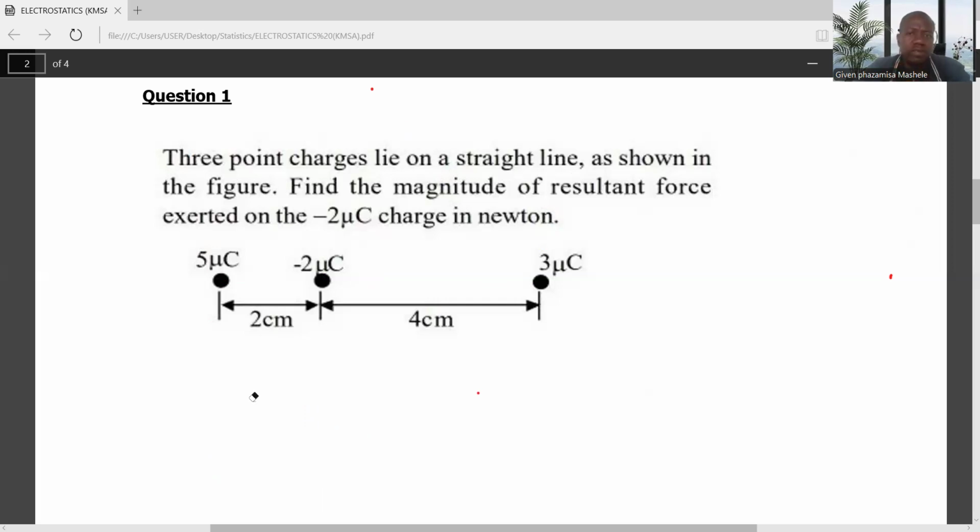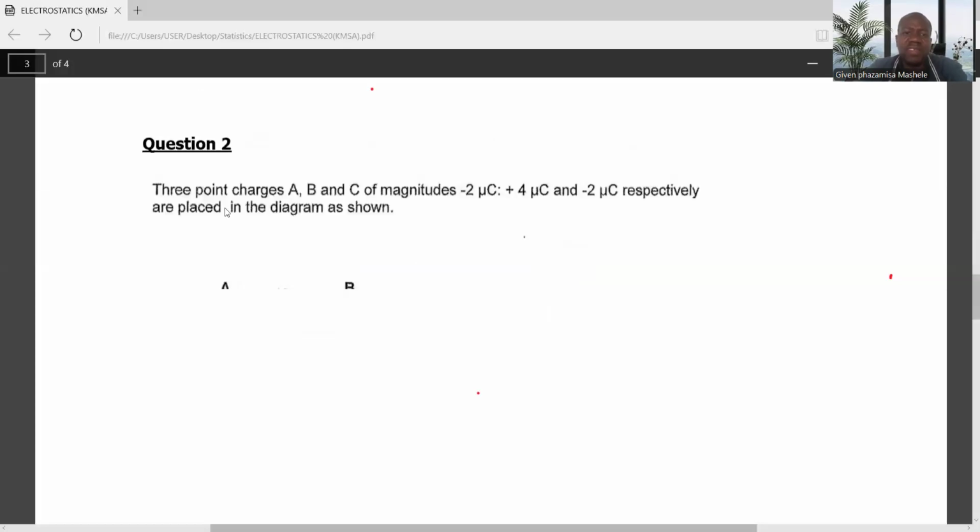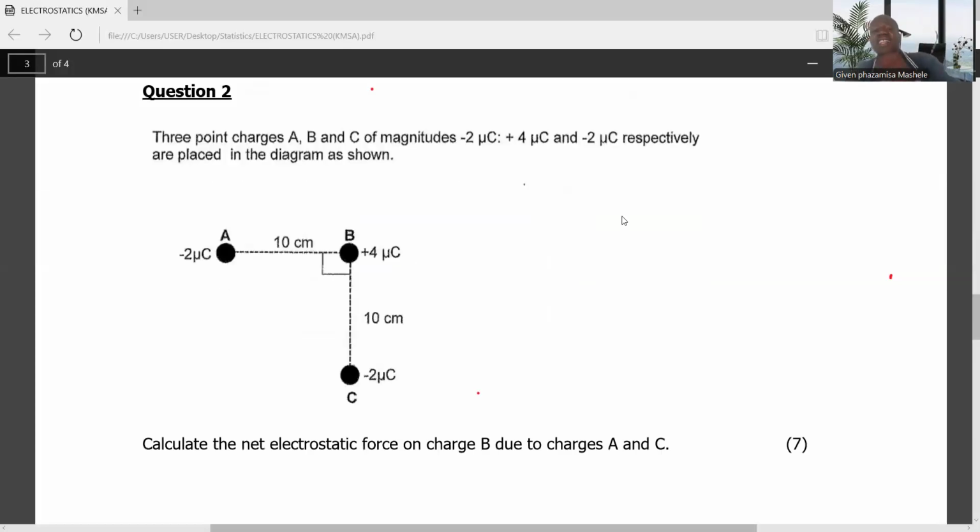Okay, now let's move on. Now we're going to talk about the cases where the charges are at right angles to each other. When dealing with point charges at right angles, somewhere you must have a right-angle triangle, and you have to use the theorem of Pythagoras, because we are dealing with two-dimensional charges.